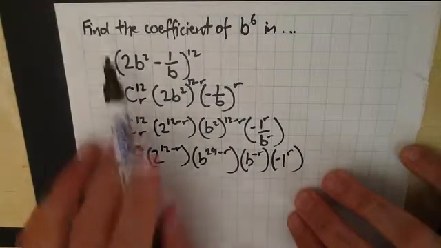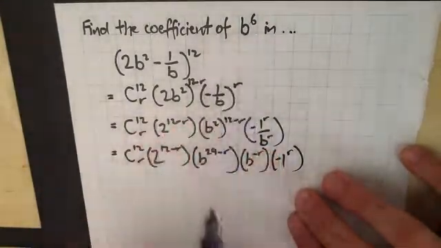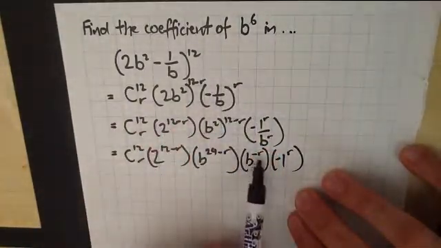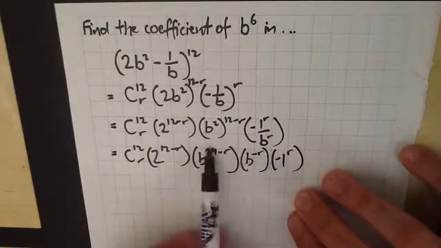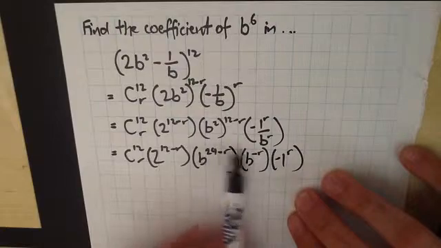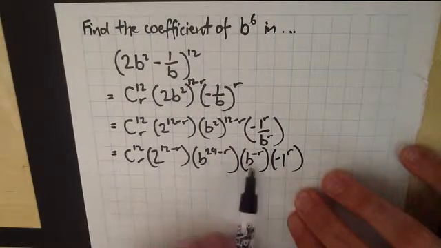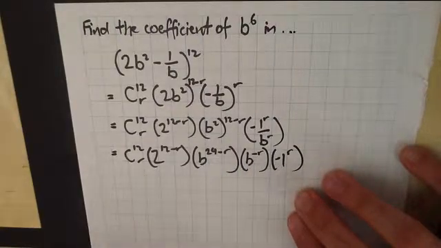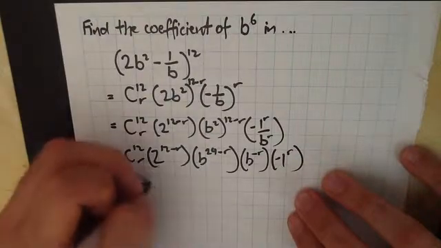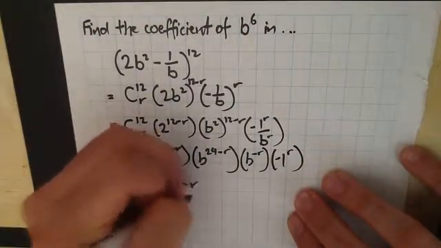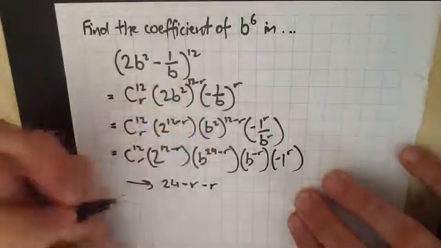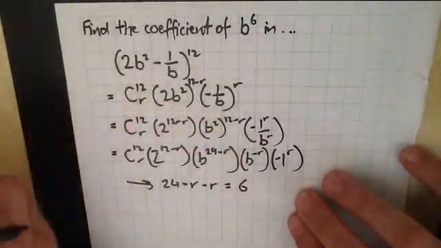Now, I'm looking for the coefficient of b to the power of 6. So I know that I've ended up with b to the power of 6 here, so the exponent must end up being 6. Because these are the same base, I add these two exponents. As a little aside, I know that 24 take r, and I'm adding the other negative r, must end up equaling 6.